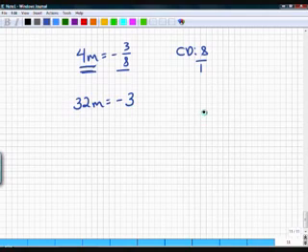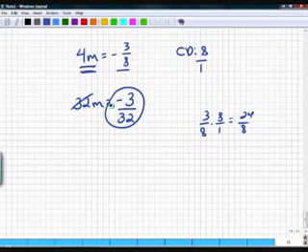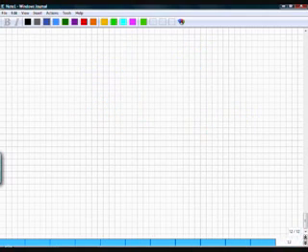Take 3 over 8, multiply it by 8 over 1. That's 24 over 8, which is 3. Look what you just did. Are there any more fractions in it? Got rid of every one of them. Multiplying every term by the common denominator gets rid of every fraction you have. Now, how do you get m by itself? Divide by 32. Is that the same answer we got a while ago? Sure.